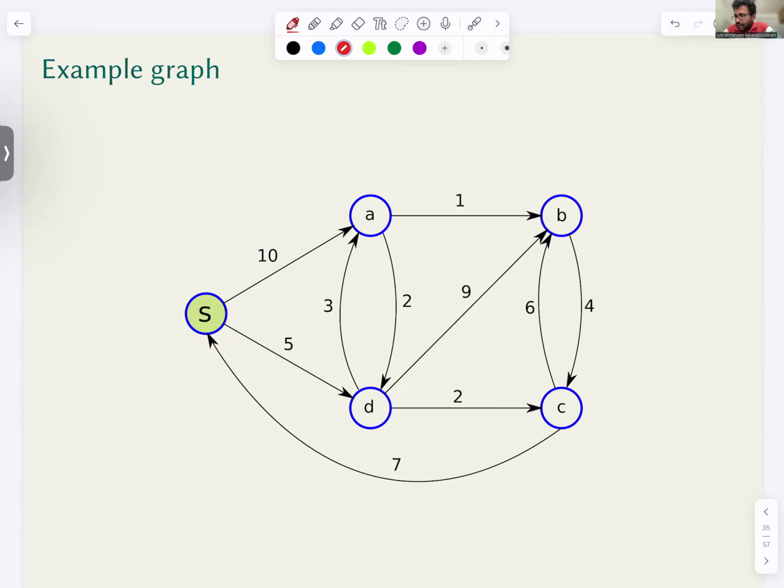Yes. Maybe rank the neighbors according to the weights. Not really. No, ranking the neighbors may not really help.